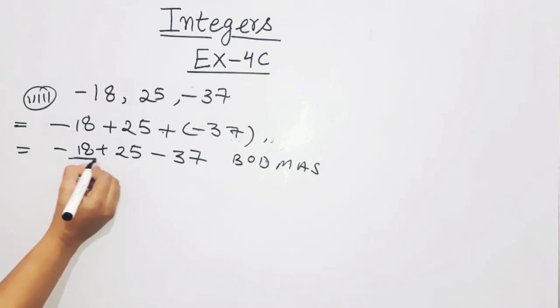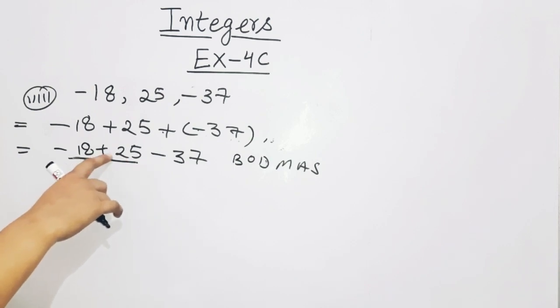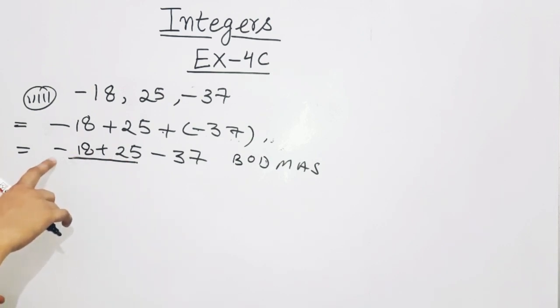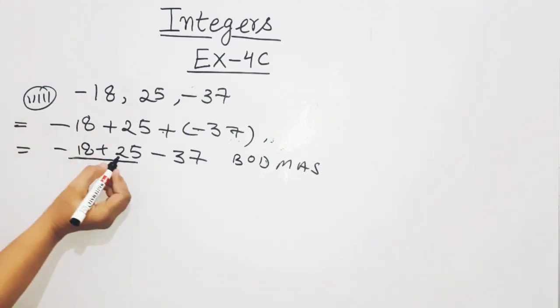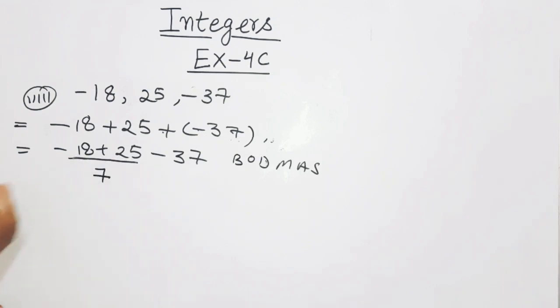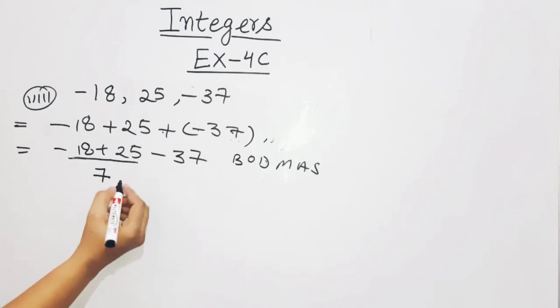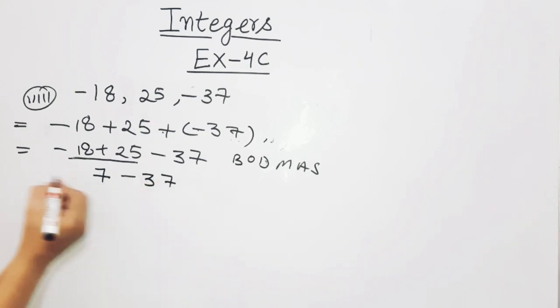So minus 18 plus 25. We cannot solve more than 2 integers together, so firstly I am going to take 2 integers. Minus 18 plus 25: one integer positive, one integer negative, so subtract and take the sign of the greater number. The greater number has a positive sign. So 25 minus 18 is 7. Now this much we have done. This portion is left: minus 37.